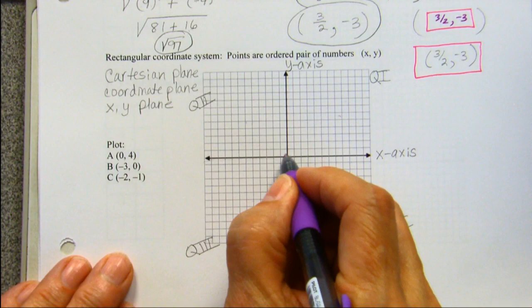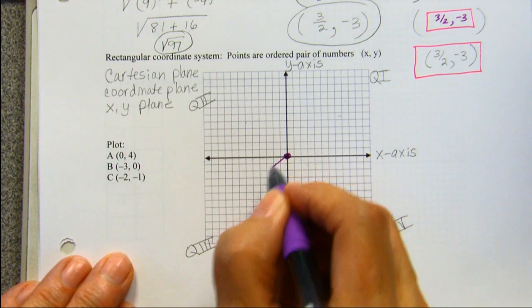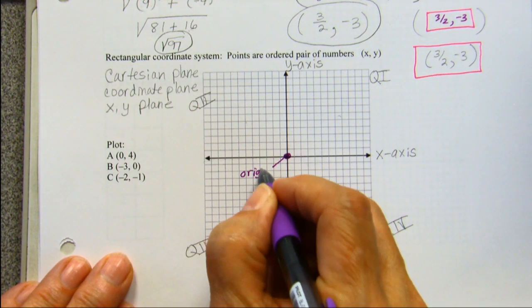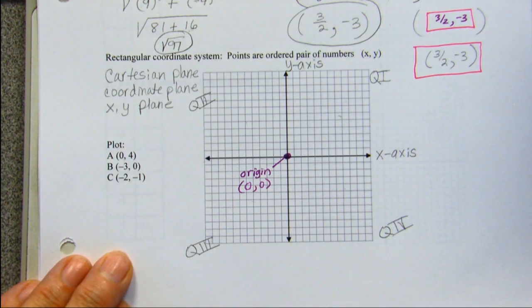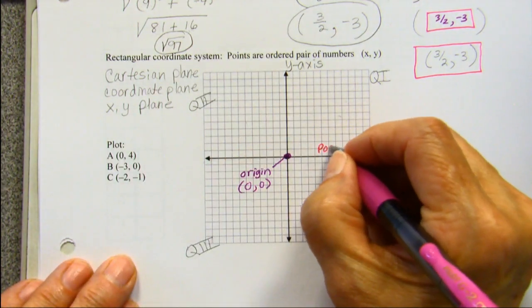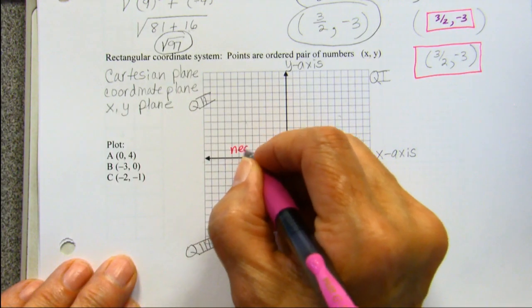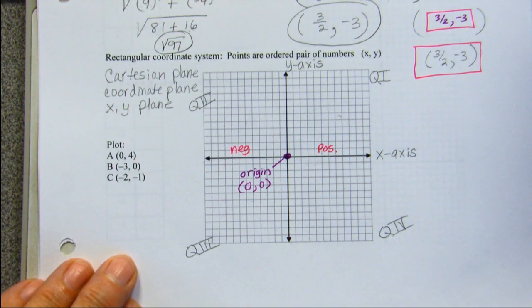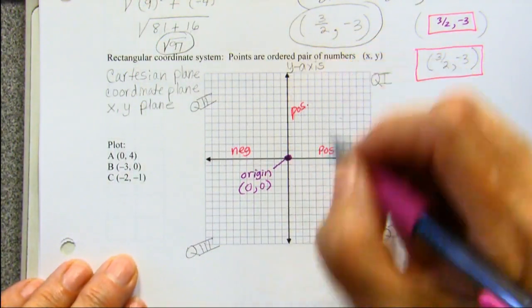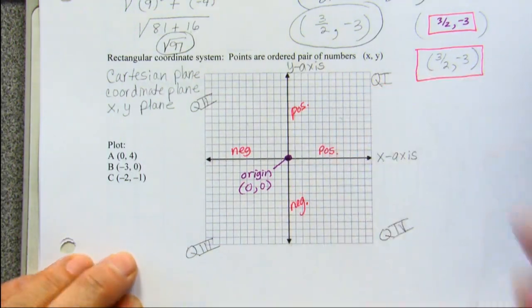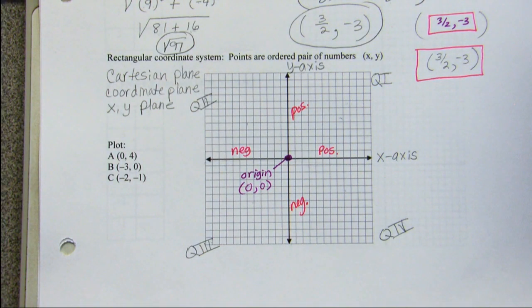Okay, right in the middle where the x and y plane crisscross, this is called your origin, and its coordinate is 0, 0. And then your x-axis acts as a number line. Positive numbers on the right, negative numbers on the left, just like a number line. And your y-axis, positive numbers go up, negative numbers go down. I kind of think of a thermometer, and that helps me remember.